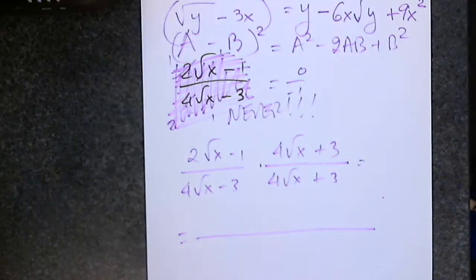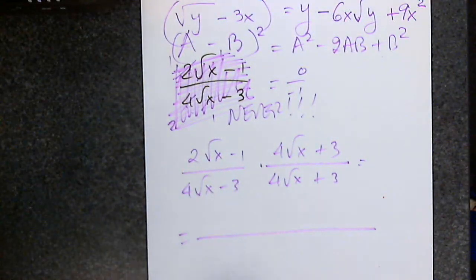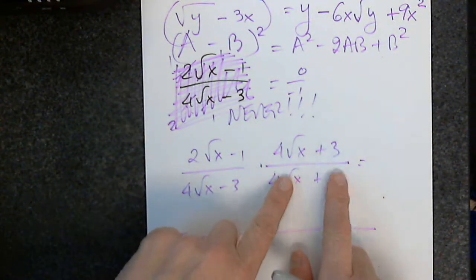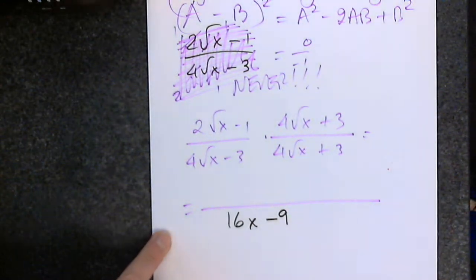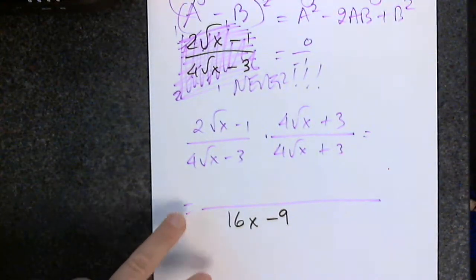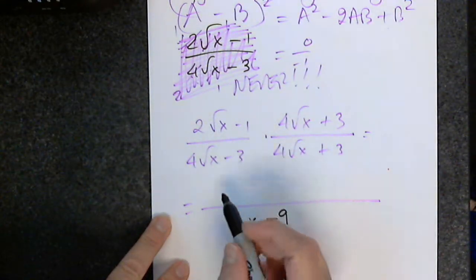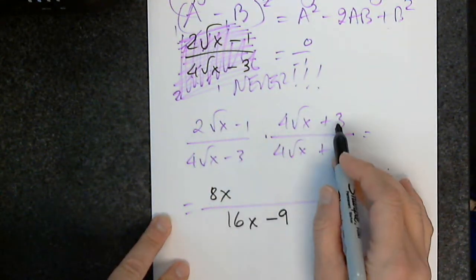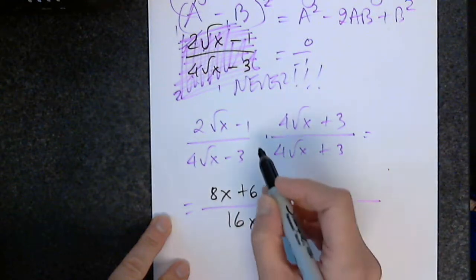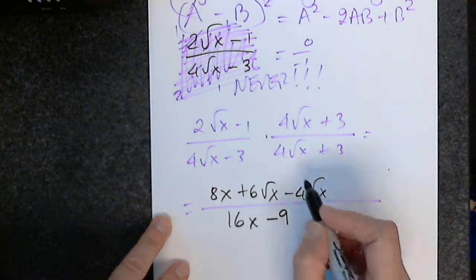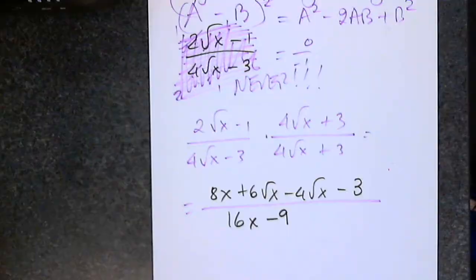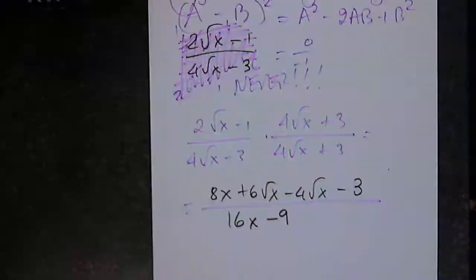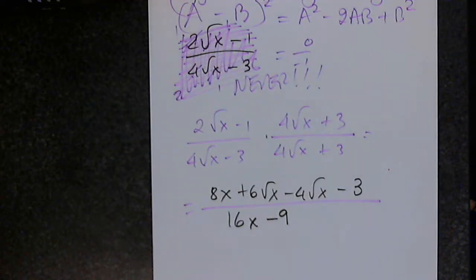Now the denominator is easy because I'm using the formula that we reviewed in chapter 6, a minus b times a plus b. So the denominator will be 16x minus 9. But the numerator is this times this is 8x. This times this is 6 the square root of x. This times this minus 4 the square root of x. And this times this negative 3. Any questions so far?